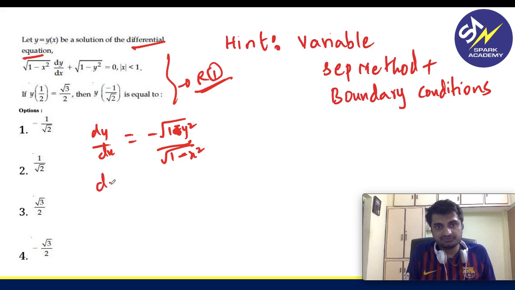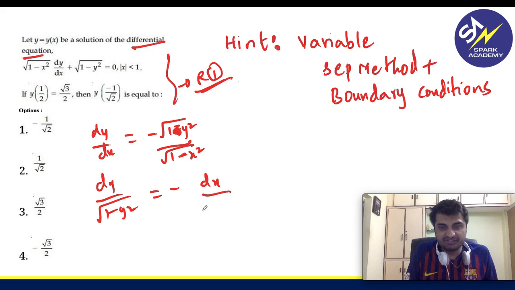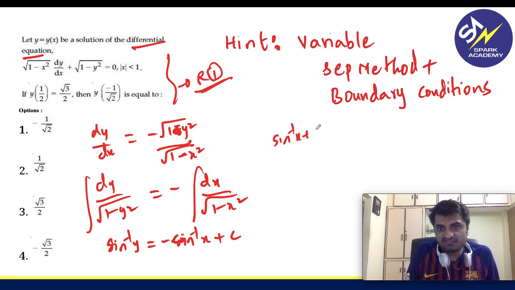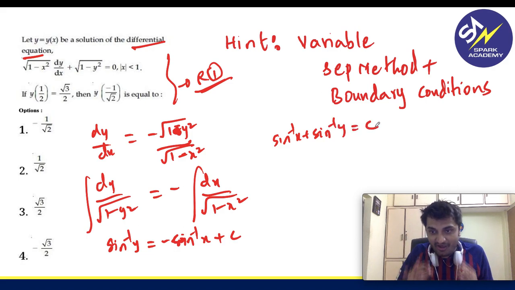So I can just divide dy by under root of 1 minus y square equals to minus dx by under root of 1 minus x square. Integrate, integrate. This is like sine inverse y equals to minus sine inverse x plus c, or basically I will get sine inverse x plus sine inverse y equal to c. Now starts your actual problem.